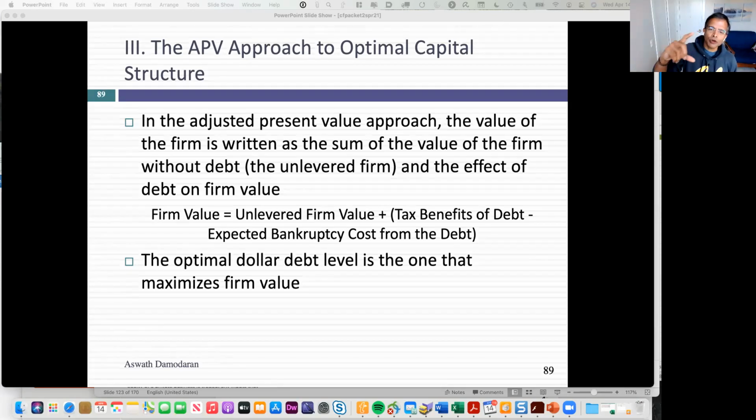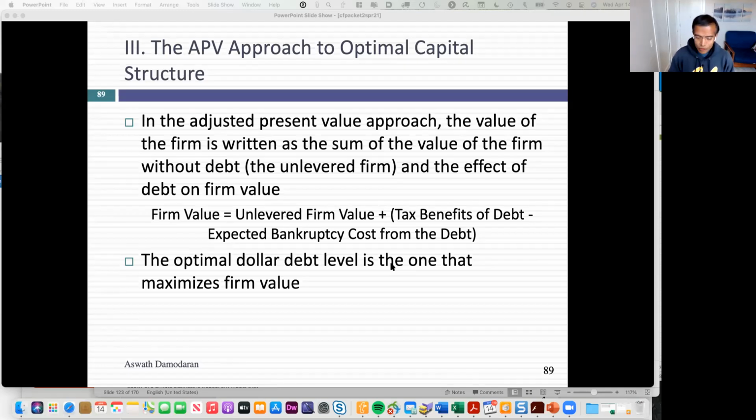And then it takes the dollar debt you have as a company, 10 billion, 20 billion, 30 billion, and it does two things. One, it computes the expected tax benefits from that debt, which comes from the interest expense being tax deductible. And it also computes the expected bankruptcy costs. So here's what the APV value for your firm is. It's your unlevered firm value, the value of your firm with no debt, plus the tax benefits of debt, minus the expected bankruptcy cost. And you try to maximize your value of the firm. That objective remains unchanged. Looks simple enough, right?